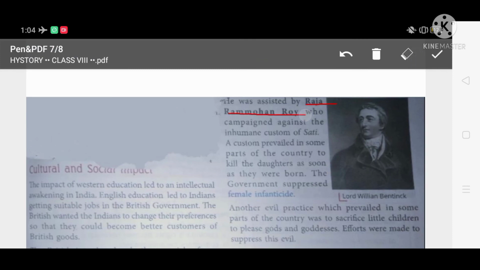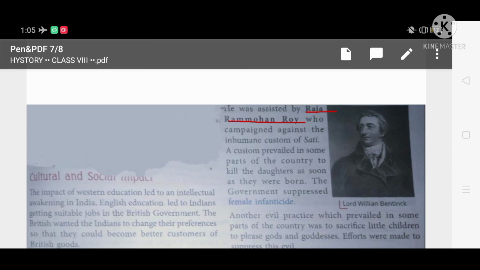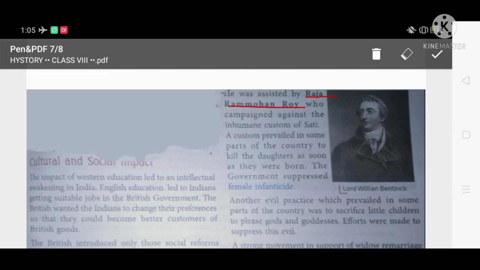Who is this Raja Ram Mohan Roy? We will learn soon, because in the reform movements chapter we have already uploaded this. In the reform movement chapter we learn in detail about Raja Ram Mohan Roy, Ishwar Chandra Vidyasagar, Swami Dayananda Saraswati and all. That is a very interesting chapter. After you view this chapter, go through the 1857 revolt, afterwards the reform movements chapter. Who campaigned against the inhuman custom of sati? Lord William Bentinck banned it due to Raja Ram Mohan Roy, who campaigned against the inhuman custom of sati.